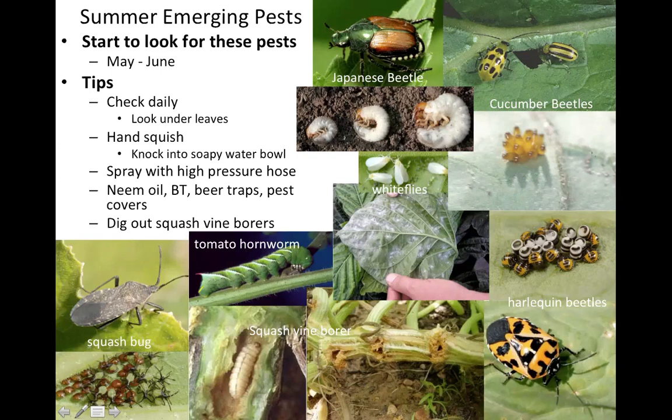Squash bug is very similar to harlequin beetle. You see a lot of them in squashes. If you can find their eggs early, these little bright orange eggs, it's great. If not, squishing them and knocking them into soapy water.